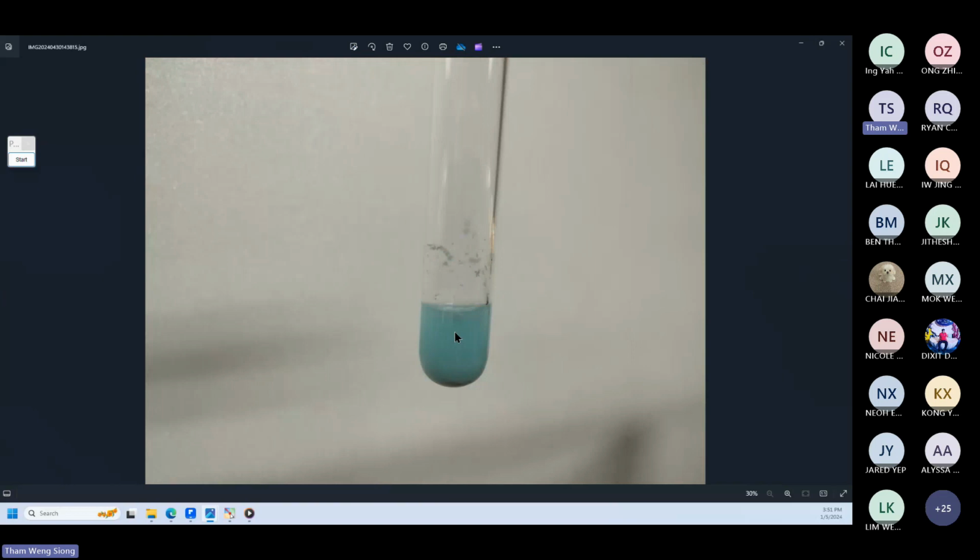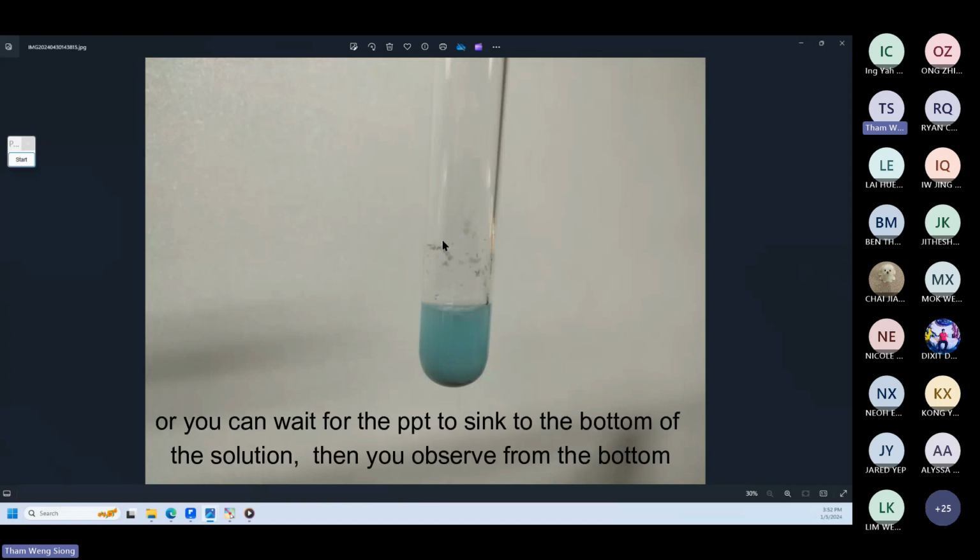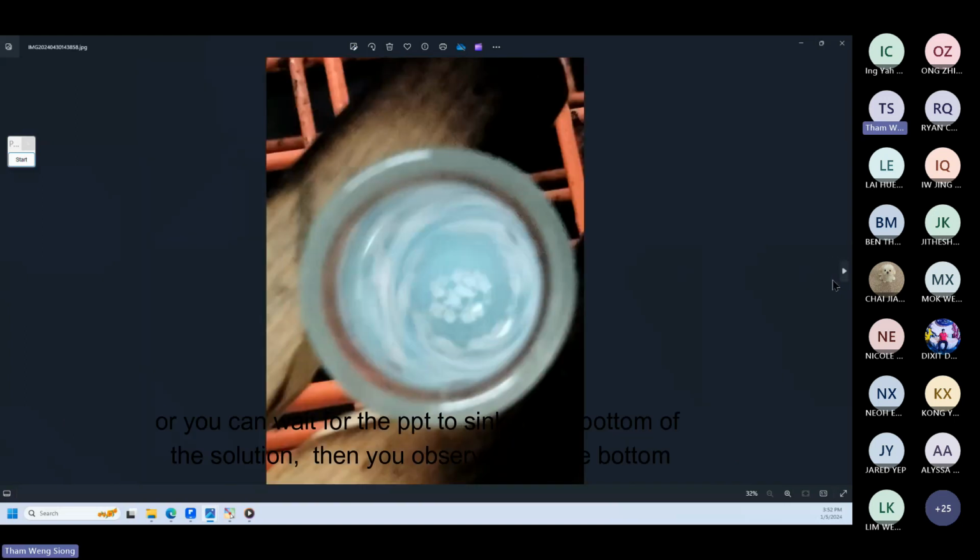Sometimes you have to see the color of the precipitate. You know what I recommend? I recommend you shake it. Why do you want to shake it? Because the precipitate will stick to the wall. Sometimes it's very hard to see inside the solution, so shake it harder and have the precipitate stick to the wall. And sometimes you're lucky, the precipitate will float on the surface. That's one way to see it.